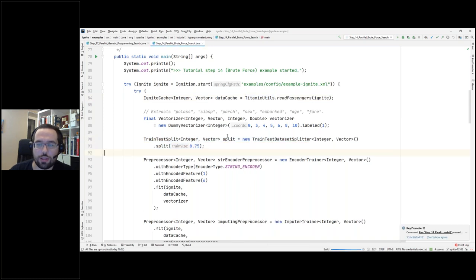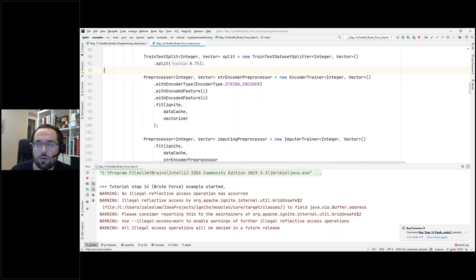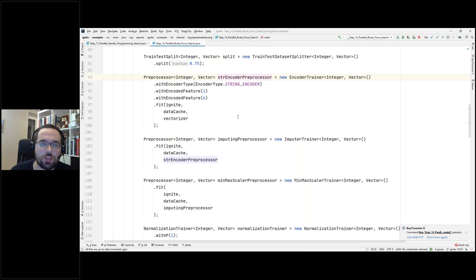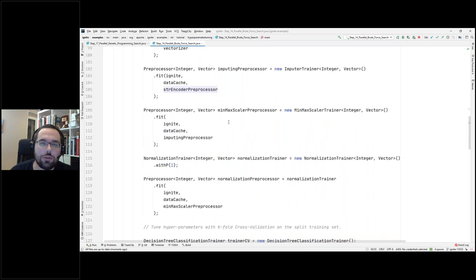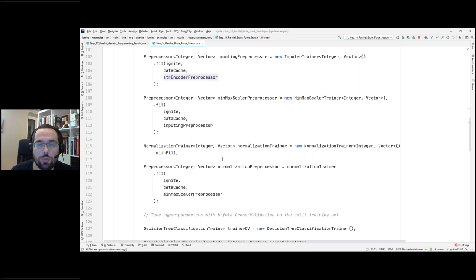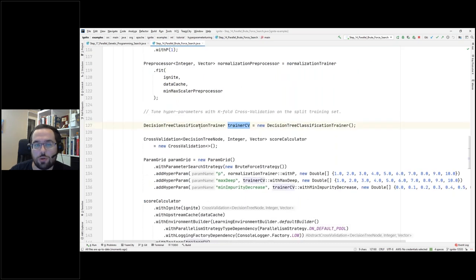I will run our example to get the result because it will take time. After that, we define a preprocessor to encode text features and an imputing preprocessor to impute missing values. We have missing values here. Then a min-max scaler preprocessor to normalize and scale features to build the best model, and we define the trainer. The trainer is a decision tree classification trainer. This is very important. I prefer trees for this task of classifying passengers in the Titanic data set.